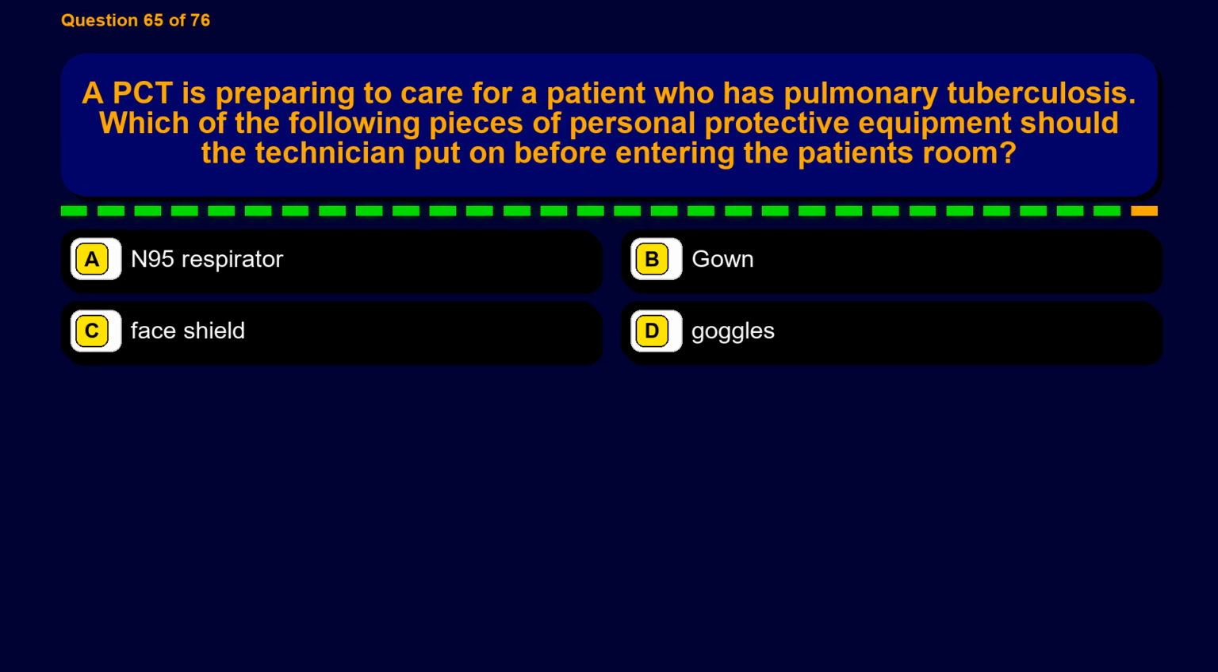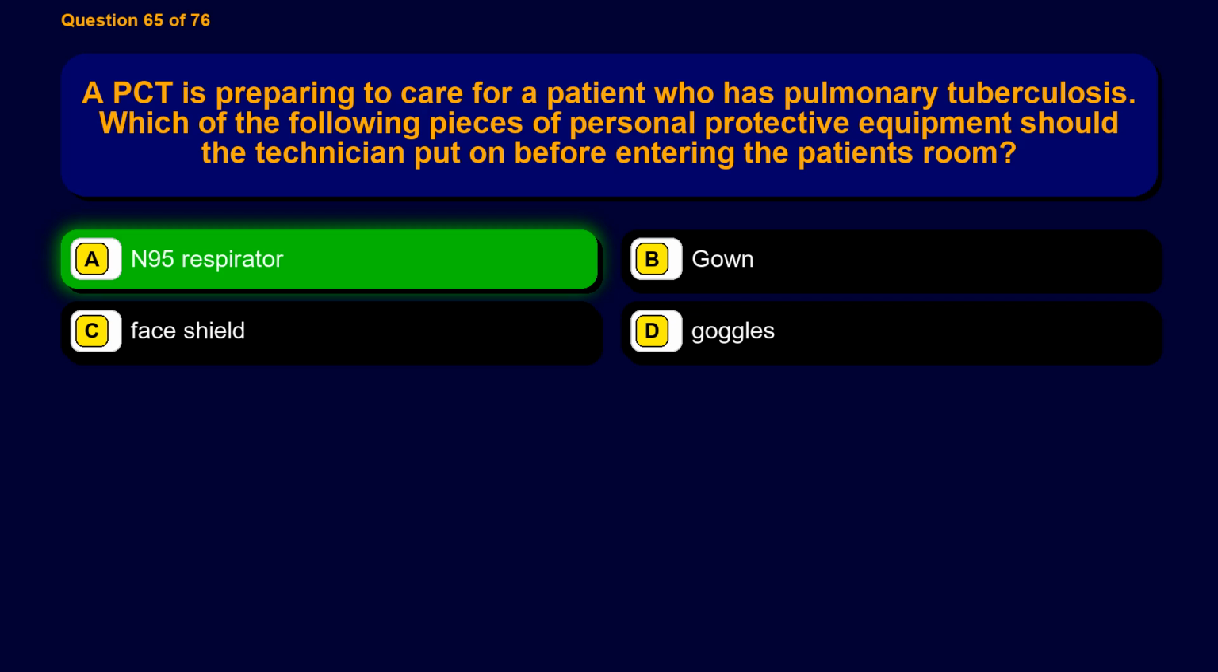Question 65. A PCT is preparing to care for a patient who has pulmonary tuberculosis. Which of the following pieces of personal protective equipment should the technician put on before entering the patient's room? Option A, N95 respirator. Option B, gown. Option C, face shield. Option D, goggles.